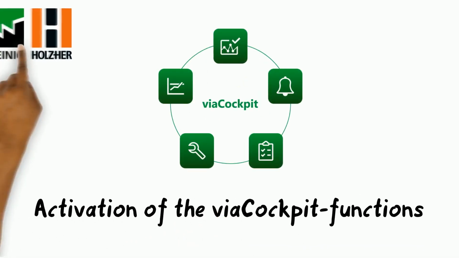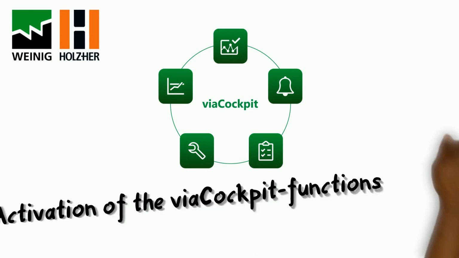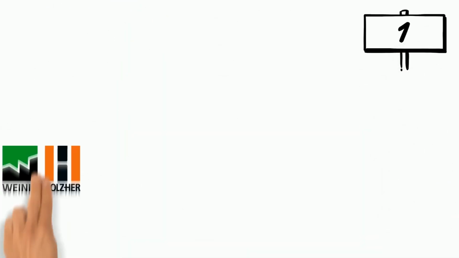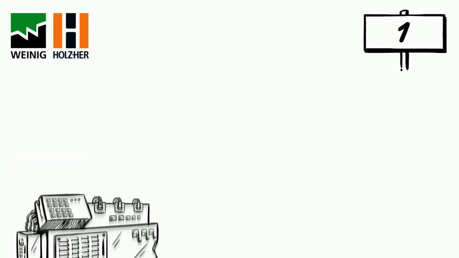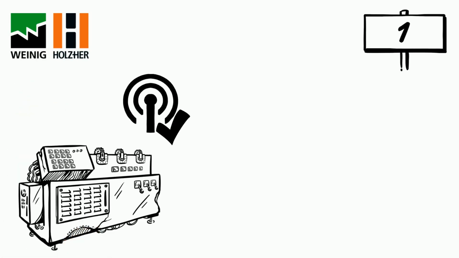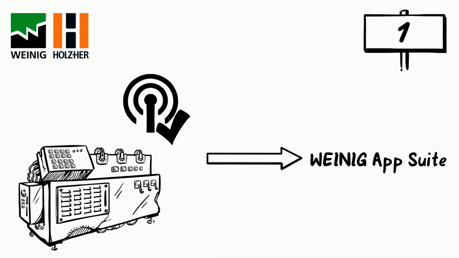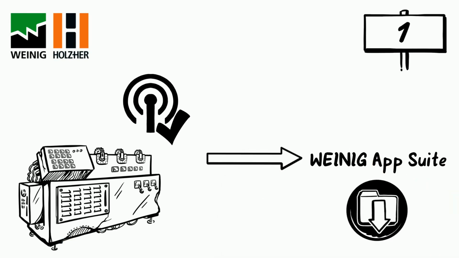Activation of the viaCockpit functions within the WEINIG App Suite. First of all, please ensure that a secure internet connection is available for your new or existing WEINIG machine. To activate the viaCockpit functions, you must now access or download the WEINIG App Suite.